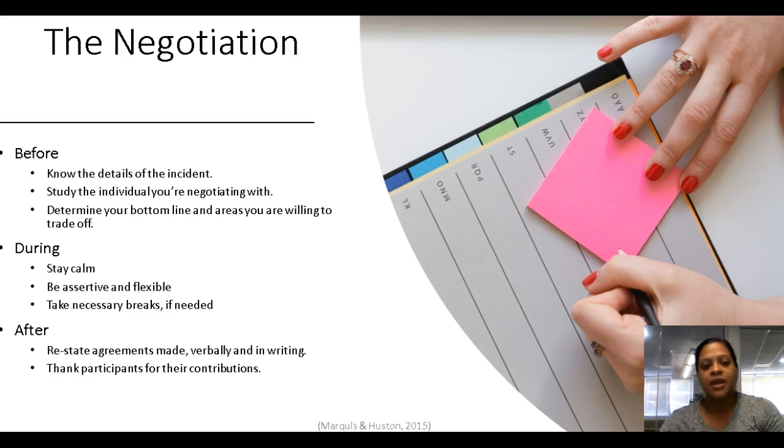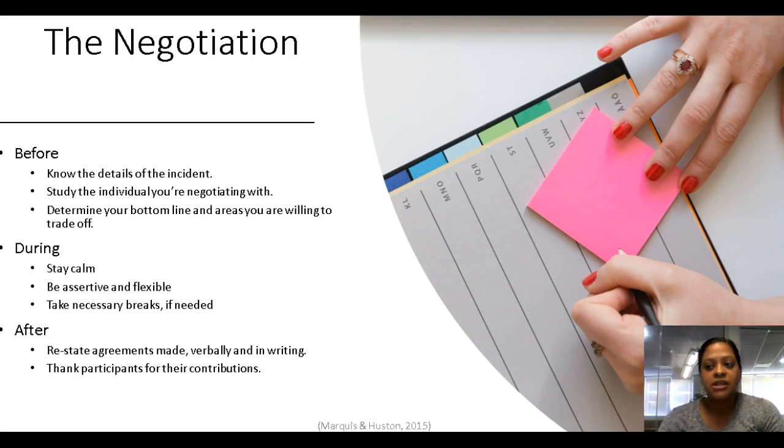During the negotiation, the negotiator should definitely stay calm. They should speak clearly, be assertive, but flexible. If emotions run high, they should definitely take breaks if needed. So the negotiator should remain neutral, not take any sides, stay objective. They should be a good role model for communication for each party to follow.